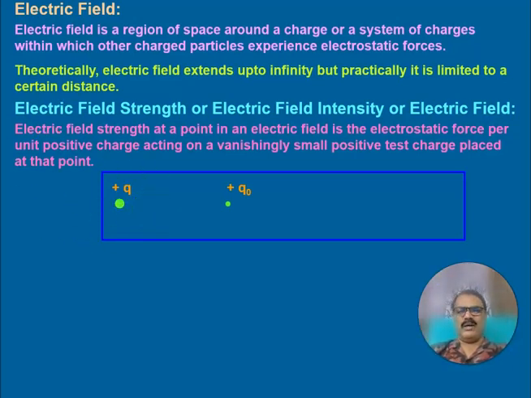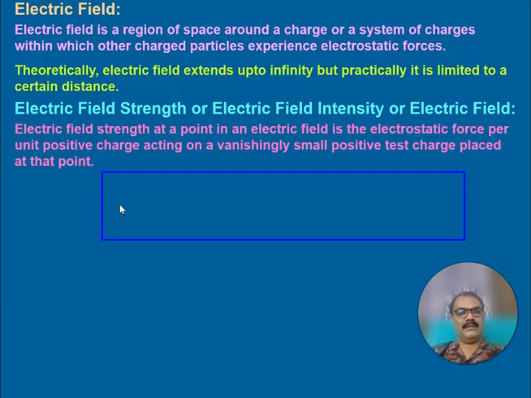The smallest charge I told you is 1.6 × 10^-19 coulombs. A bigger charge means a combination of four, five or more charges. This becomes a source charge, so it is producing an electrical field around it. You understood? This is the source charge, right?